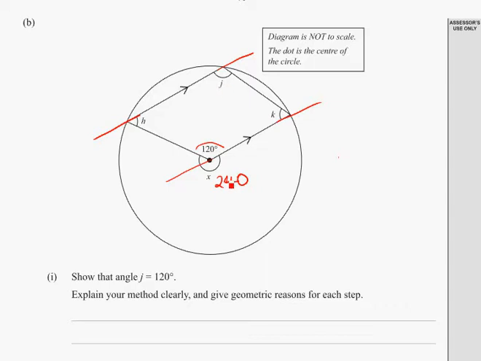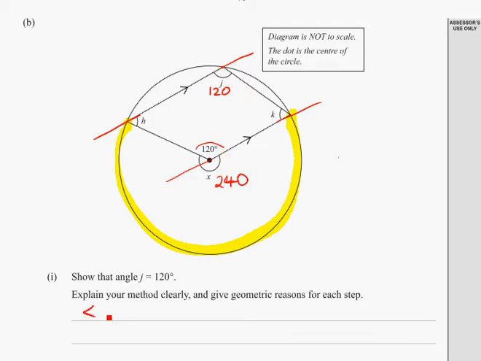And I can see that J is going to be half of that, which is 120, and that comes from the angle at the circumference being half the angle at the centre, and they're off the same arc. The arc that they're standing on is this one. Here's the angle at the centre from those points, and here's the angle at the circumference from the same point, so this angle will be half of that one, and we've proved it.